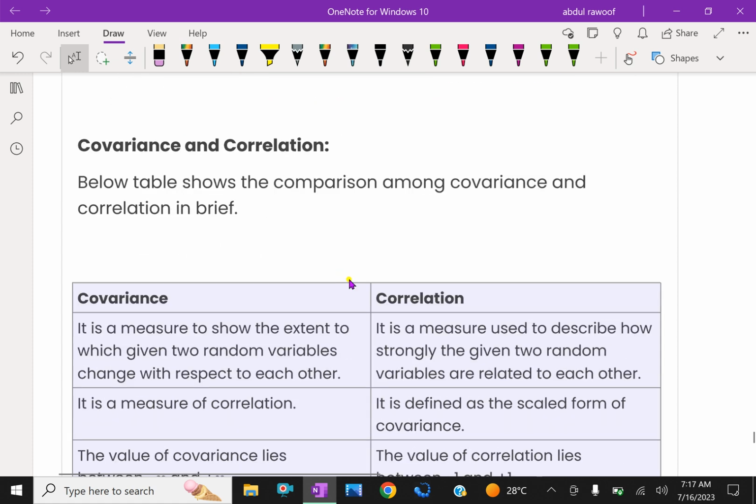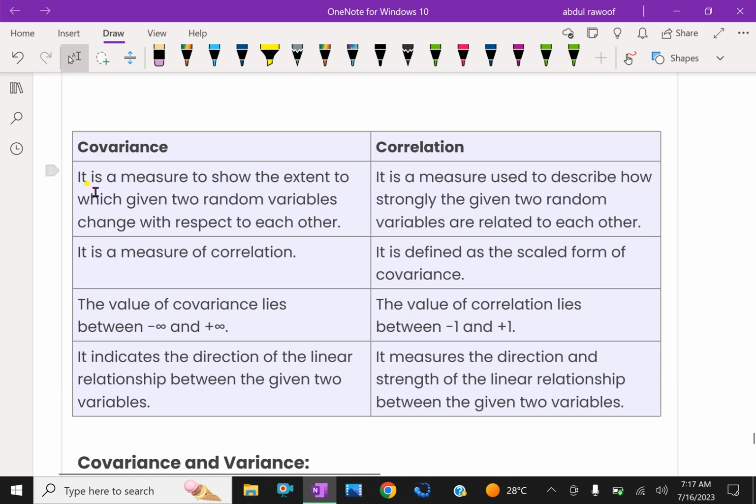Covariance and correlation. We can see in the table the difference between covariance and correlation. Covariance is on the left side, correlation is on the right side. Covariance is a measure of the extent to which two given random variables change with respect to each other. Correlation is a measure used to describe how strongly two given random variables are related to each other.